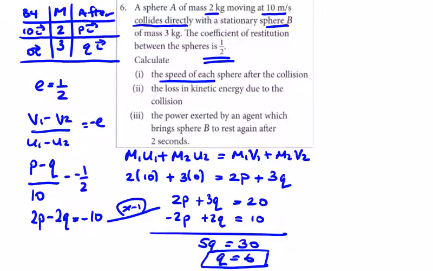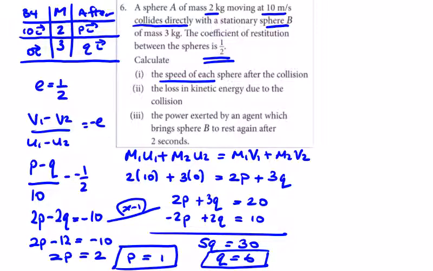And if q is equal to 6, I have 2p minus 12 is equal to minus 10. 2p is equal to 12 minus 10, 2. So p therefore will be 1. So we have the speeds afterwards of 1i and 6i.